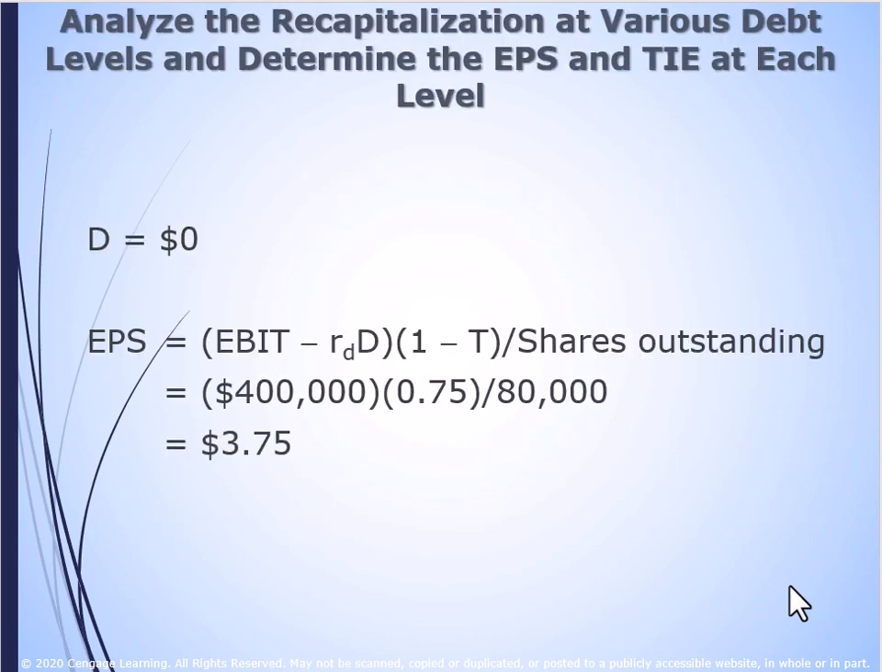So how does this affect the company? Well, let's start off with a company with zero debt. What is the earnings per share of the company if it had zero debt? We take EBIT minus the cost of financing. In this case, we have zero debt, so that is 0. Multiply it by 1 minus the tax rate. Then you divide that by the number of shares outstanding. So for this company with zero debt, it has $3.75 worth of earnings per share.